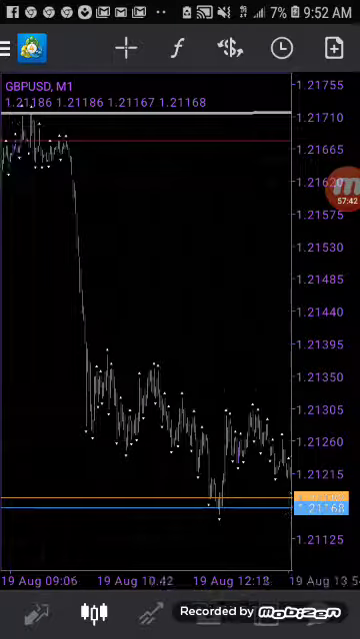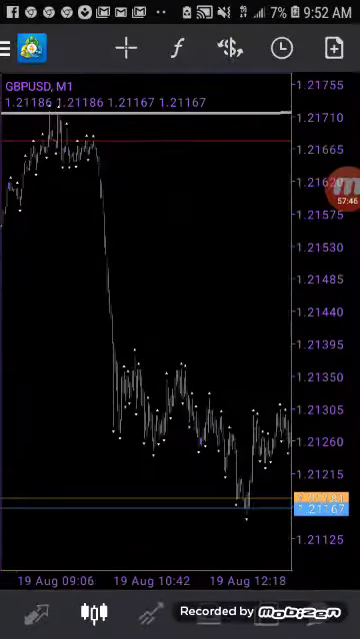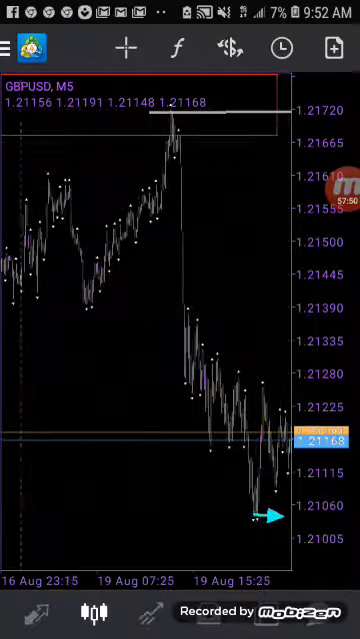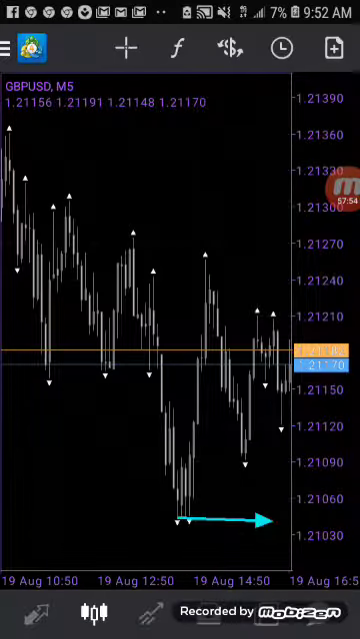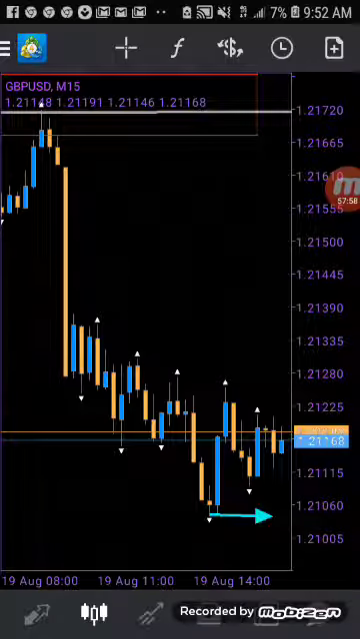Actually, I do want to buy. If I look on a smaller time frame, it already looks like I'm on the accumulation phase. You see that? Yeah, this looks like an accumulation phase on a smaller time frame.